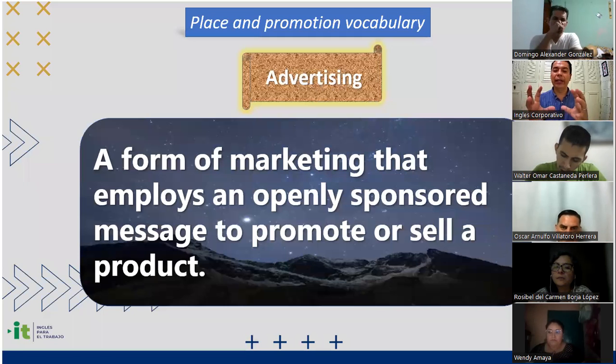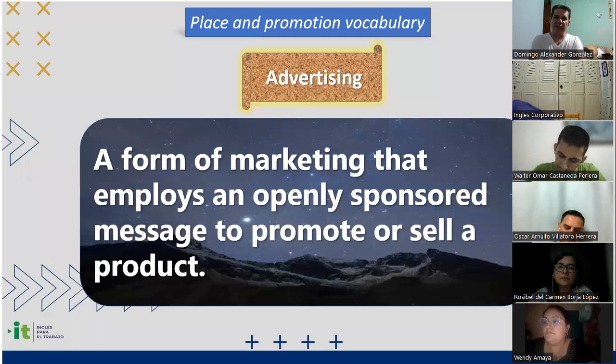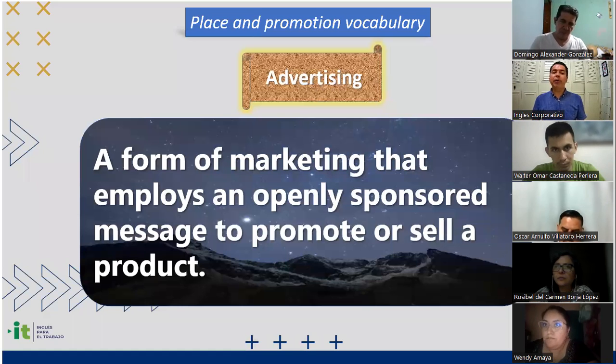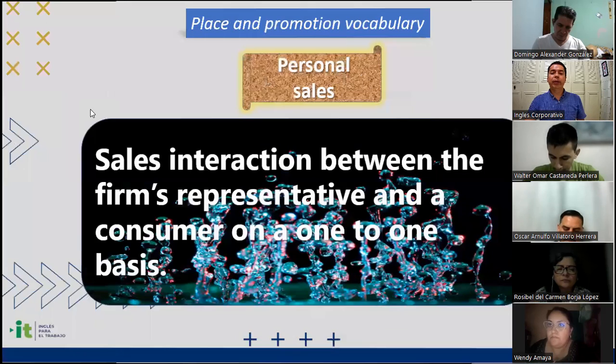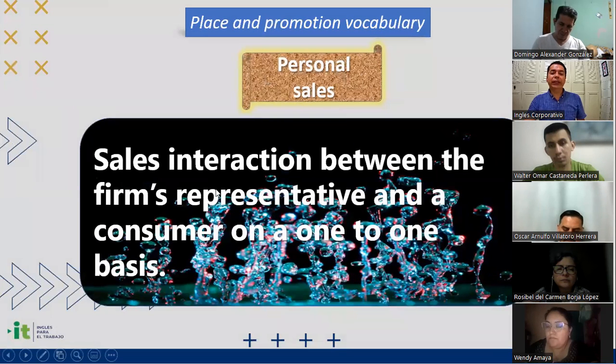So this vocabulary is related with the place and the promotion of the products, right? Now, advertising. What is advertising? Advertising is a form of marketing that employs an openly sponsored message to promote or to sell a product, right? Okay. Personal sales. Personal sales is sales interaction between the firm's representative and a consumer on one-to-one basis.